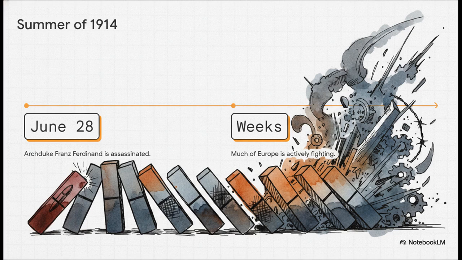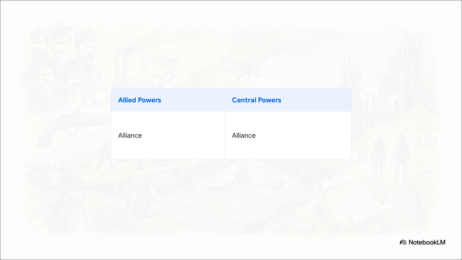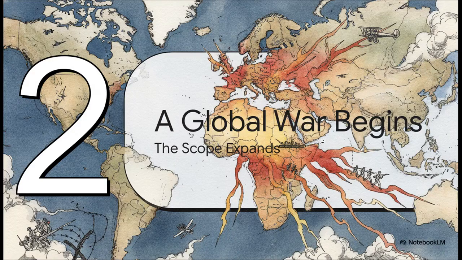Just weeks later, almost all of Europe is actively fighting. The descent into chaos was immediate. The escalation happened so incredibly fast because Europe had basically locked itself into these really rigid military alliances. You had the Allied powers on one side and the Central Powers on the other. This diplomatic framework essentially guaranteed that if one nation got pulled into a conflict, well, they were going to drag all their allies right in with them. It turned what really should have been a manageable crisis into this massive, continent-spanning war machine. Part 2. A global war begins.